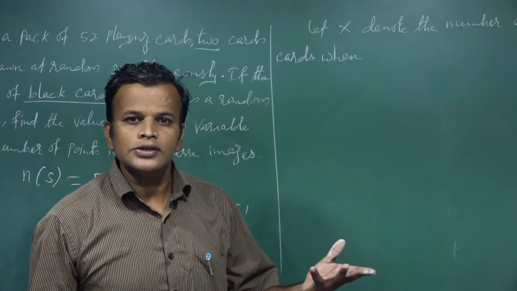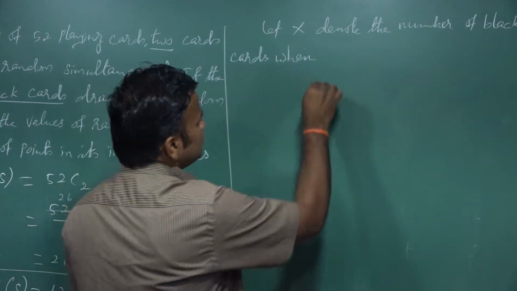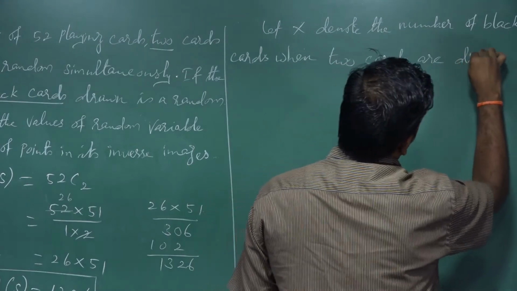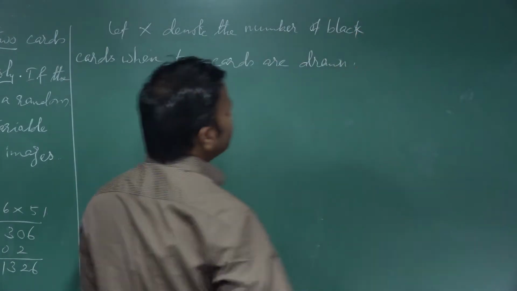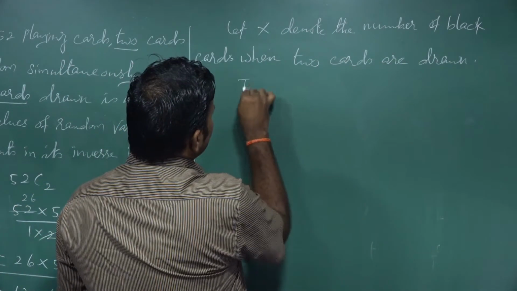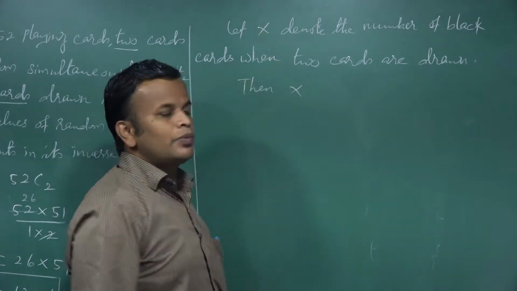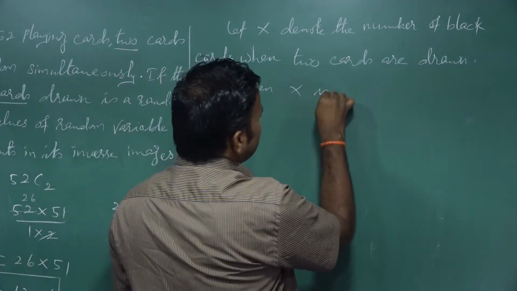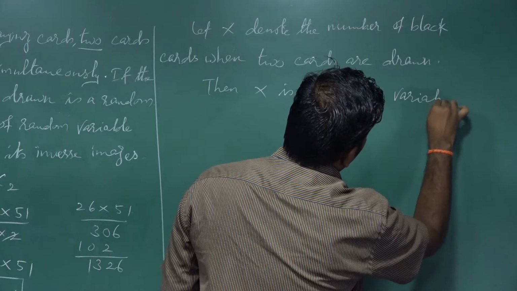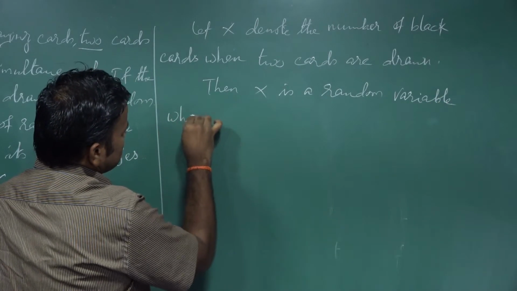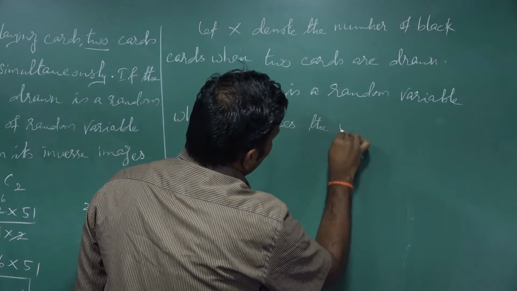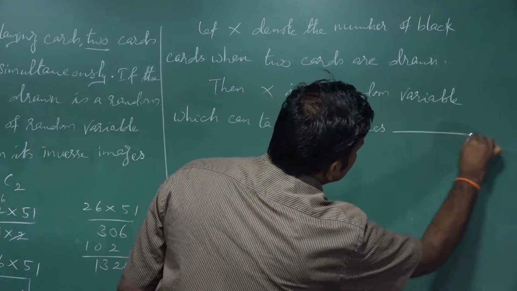When 2 cards are drawn. How many cards will we take? 2 cards. Let X denote the number of black cards when 2 cards are drawn. Then this X is nothing but a random variable. X is a random variable which can take the values. How many values are possible? The values of the random variable are very important.